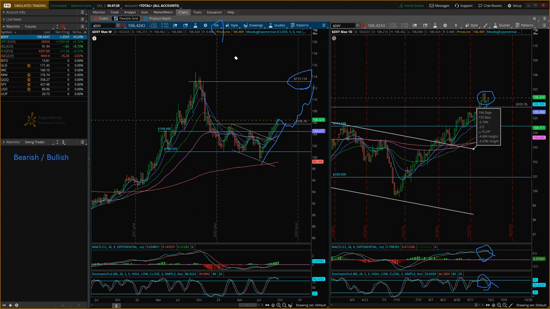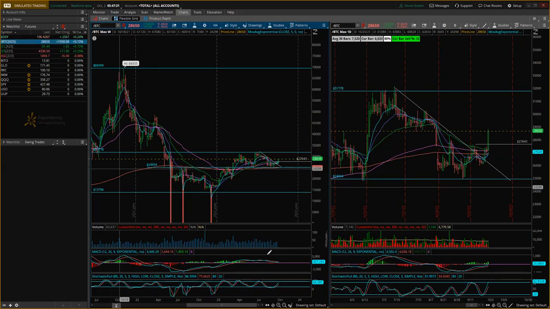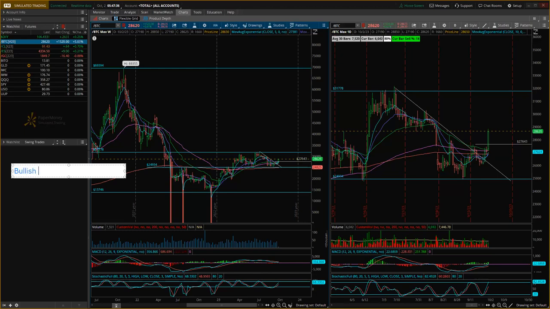Okay, let's move on to the next chart, which is Bitcoin. Bitcoin, I'm short-term bullish, but long-term either neutral or bearish.